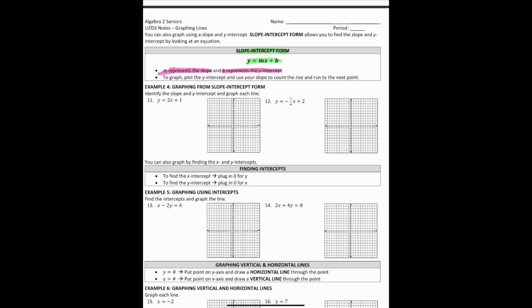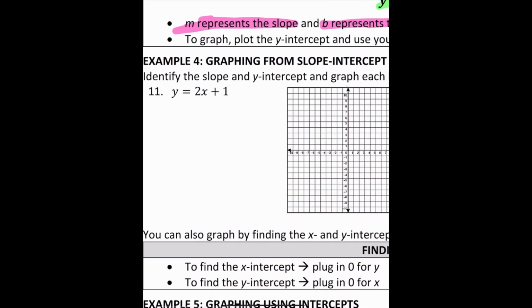Now to graph, we plot the y-intercept first, and then use the slope to count the rise and run to the next point, which we did just a couple of minutes ago. So by looking at number 11, we have y equals 2x plus 1. One thing that I like to do is write my y equals mx plus b right under the equation.